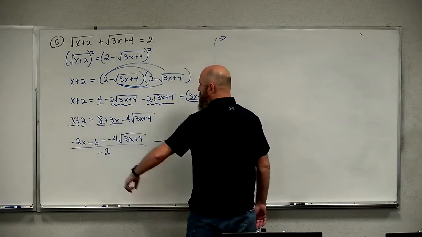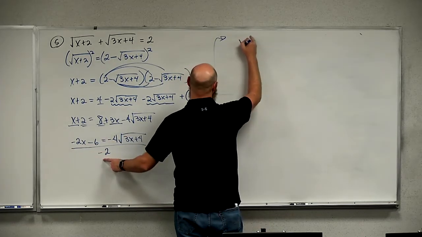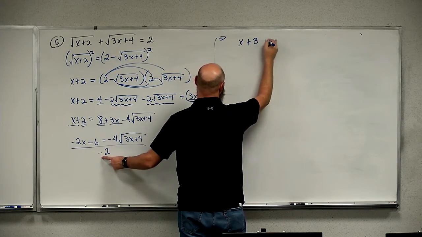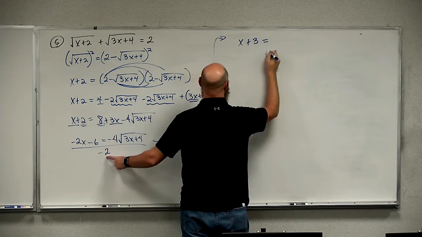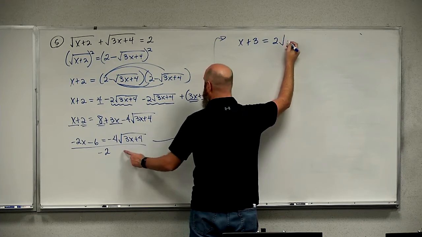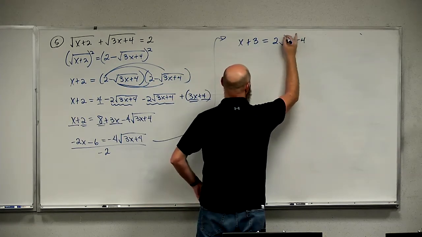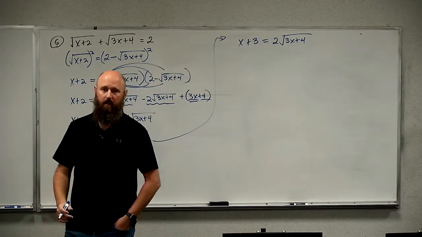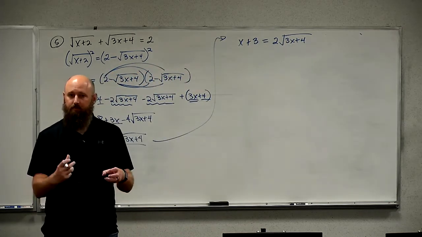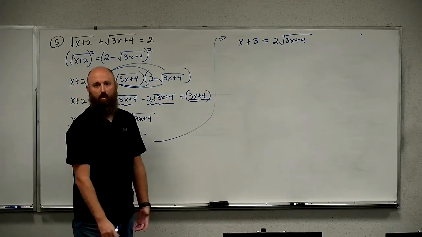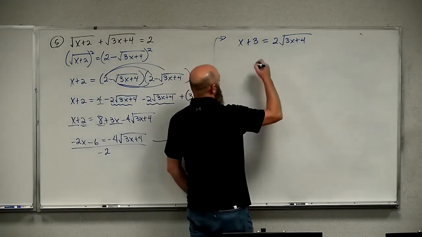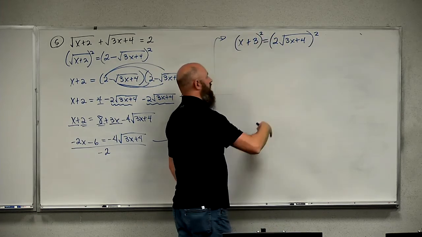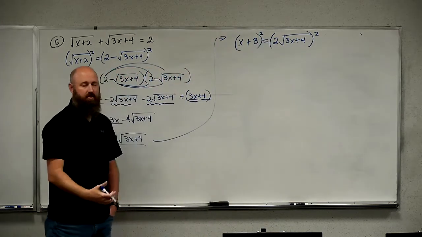Okay. All right. So negative 2 divided by negative 2 is a positive 1x. Negative 6 divided by negative 2 is a positive 3. Negative 4 divided by negative 2 is a positive 2. And then we'll have the square root of 3x plus 4. Okay. So now I've cleaned up all those signs and made smaller numbers, so that's going to help me. Well, now I can square both sides again. It's okay that I'm doing it twice. I've got to get rid of those radicals. This is the only way that we can do that.